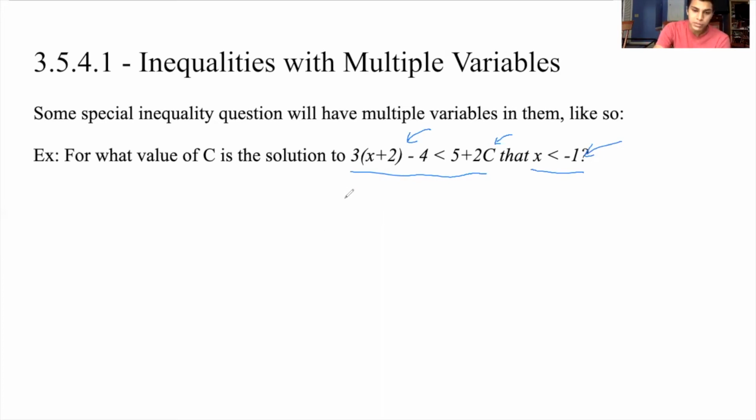So first, we're going to get rid of this parentheses. You always want to simplify your equation as much as possible, or your inequality as much as possible when you're doing these types of questions. So you have 3 times x plus 2, and if you use the distributive property, you can multiply 3 by x plus 3 times 2. So that gives you 3x plus 6 minus 4 is less than 5 plus 2c. All right, so you can simplify this a bit more, where you can do 3x plus 2 is less than 5 plus 2c, because the plus 6 and negative 4 combine to get 2. So 3x plus 2 is less than 5 plus 2c.